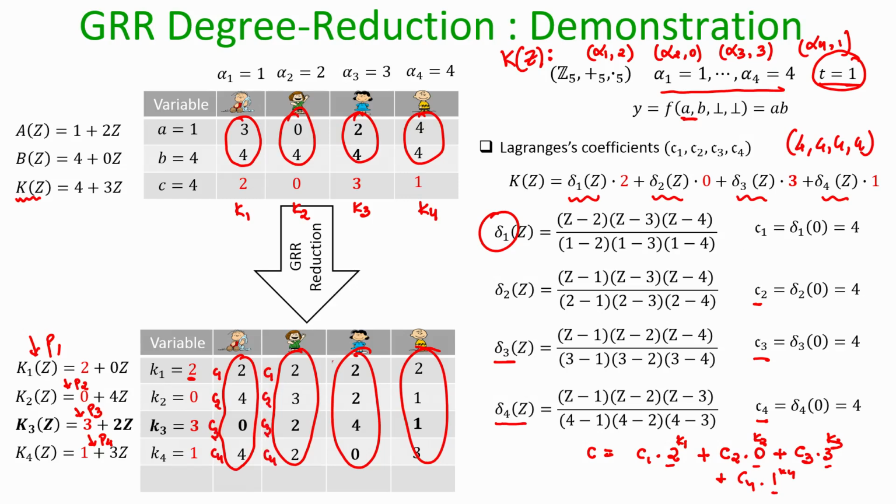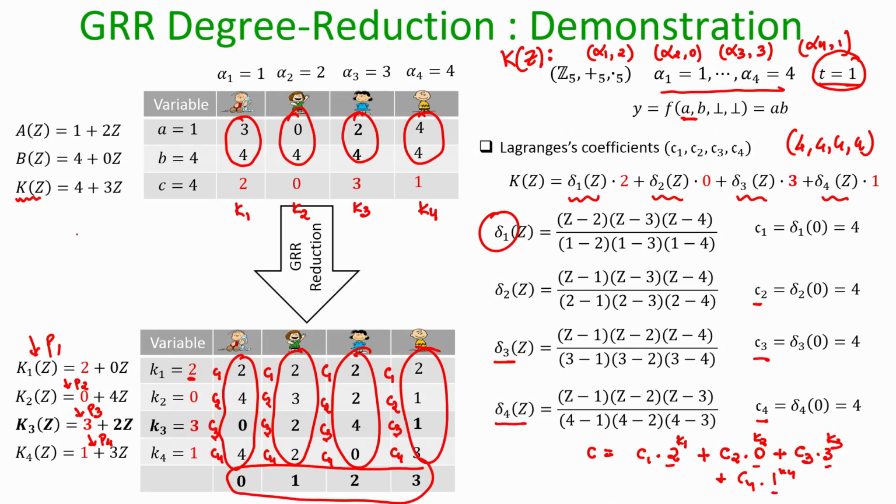The parties will individually apply the Lagrange coefficients, apply the linear combination and then they will obtain the respective shares of C. So, this will be now your vector of shares of C which will be considered as the output of the degree reduction.